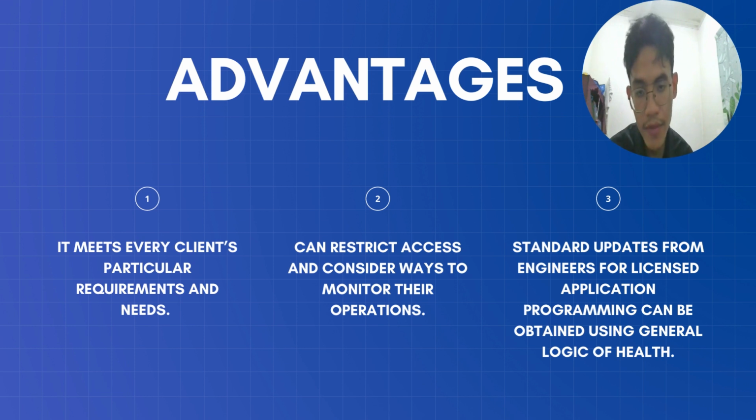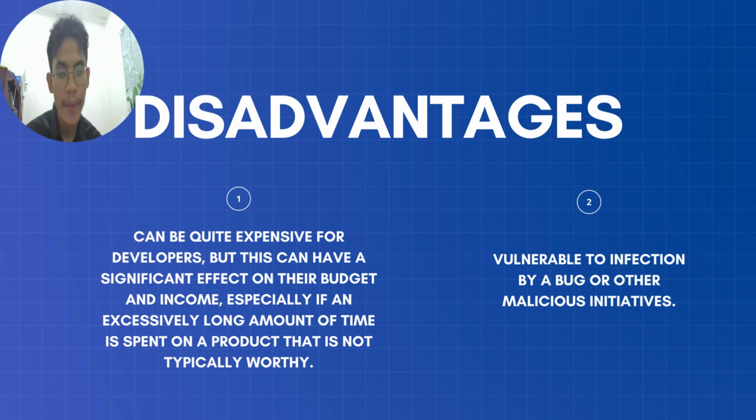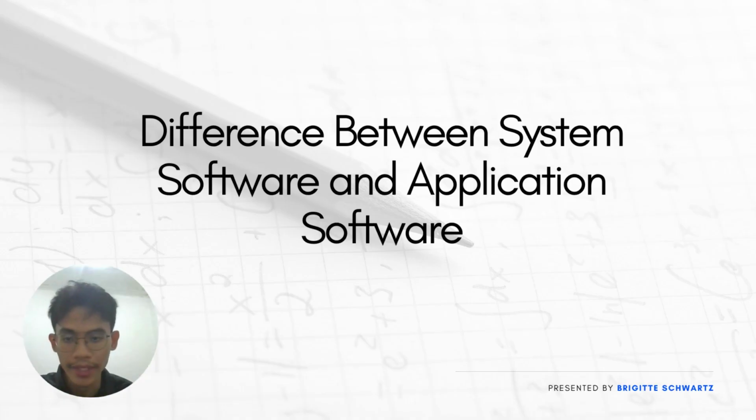And third, standard updates from engineers for licensed application programs can be obtained. Developing application software can be quite expensive for developers, and this can have a significant effect on their budget and income, especially if an excessively long amount of time is spent on a product that is not typically worthy. Application software that is frequently used by many of us is vulnerable to infection by a bug or other malicious initiative.